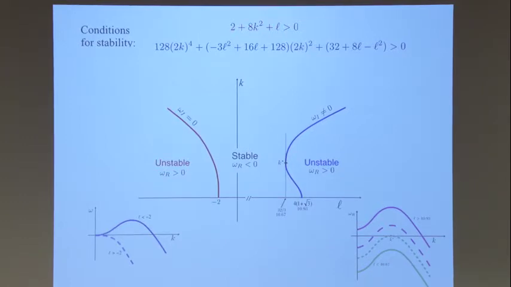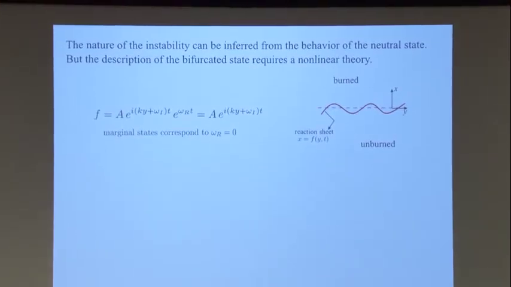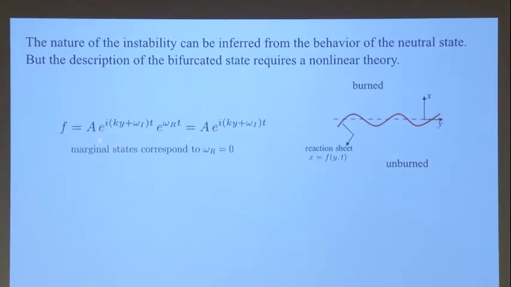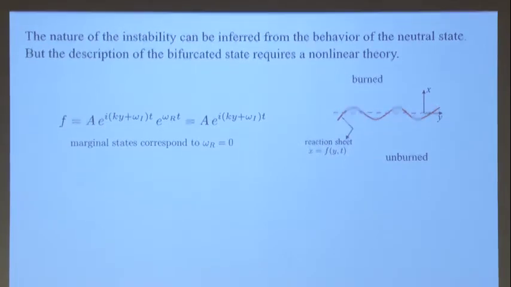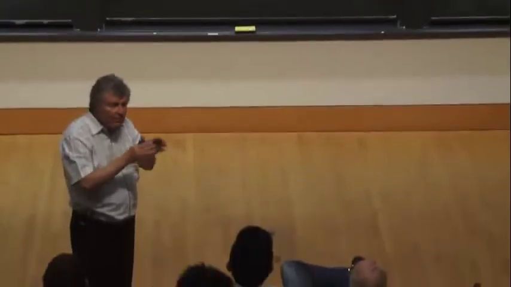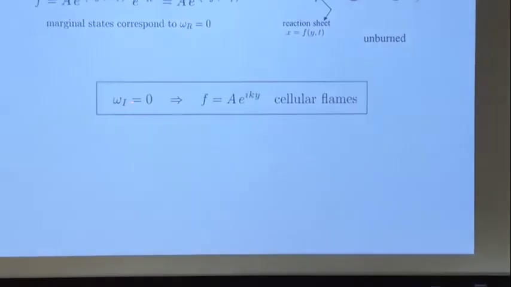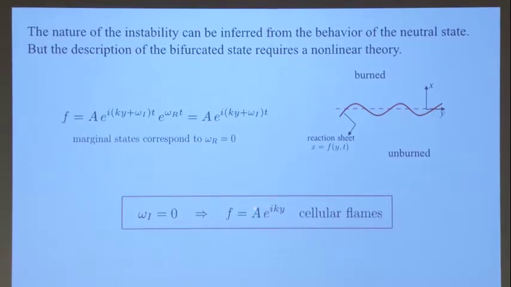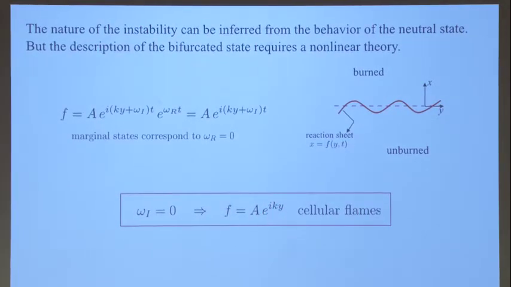Of course, we want to understand the nature of that instability. So here is the functional form that describes the flame shape: A e to the i(ky plus omega_i t), and I have set omega_r equal to 0 because we're focusing on a near neutral condition, namely just at the border. So you can have a situation where omega_i is 0, and then F has the form e to the i k y, which is like a sine and cosine in y, which is like a cellular structure.